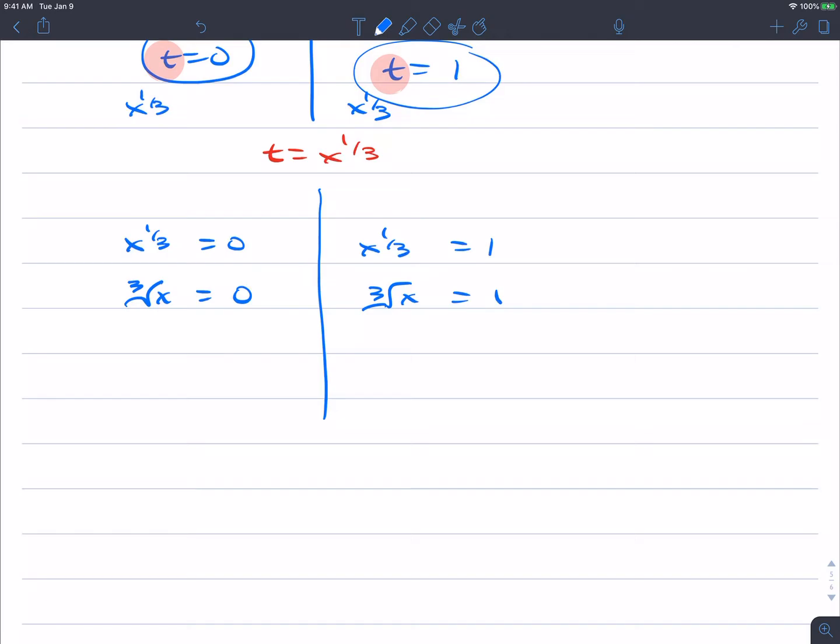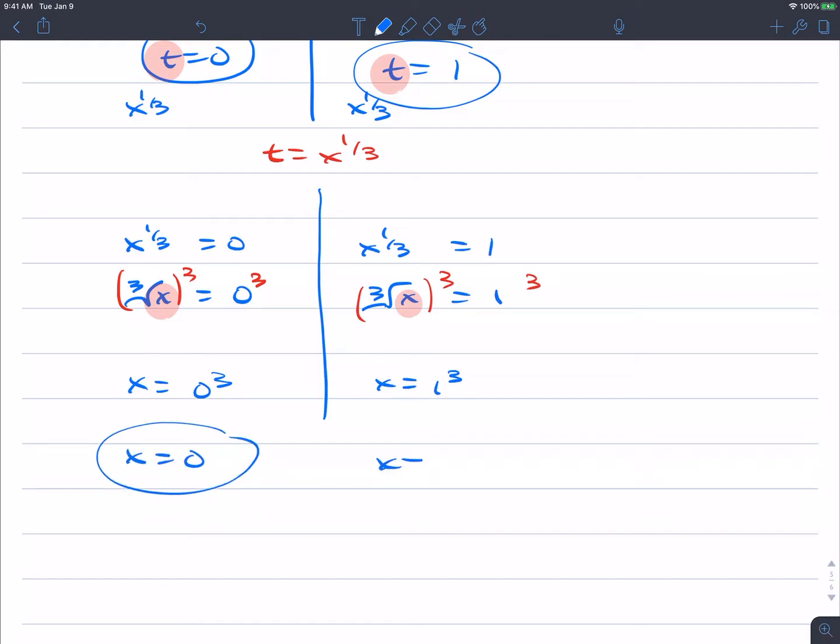So we know how to solve these. All we have to do now is cube both sides, and our radical goes away. So we're left with just whatever is under this radical here, which is going to be what we need. X is 0 cubed, and x here is 1 cubed. So this means x is 0, or x is 1. These are the solutions, 0 and 1.